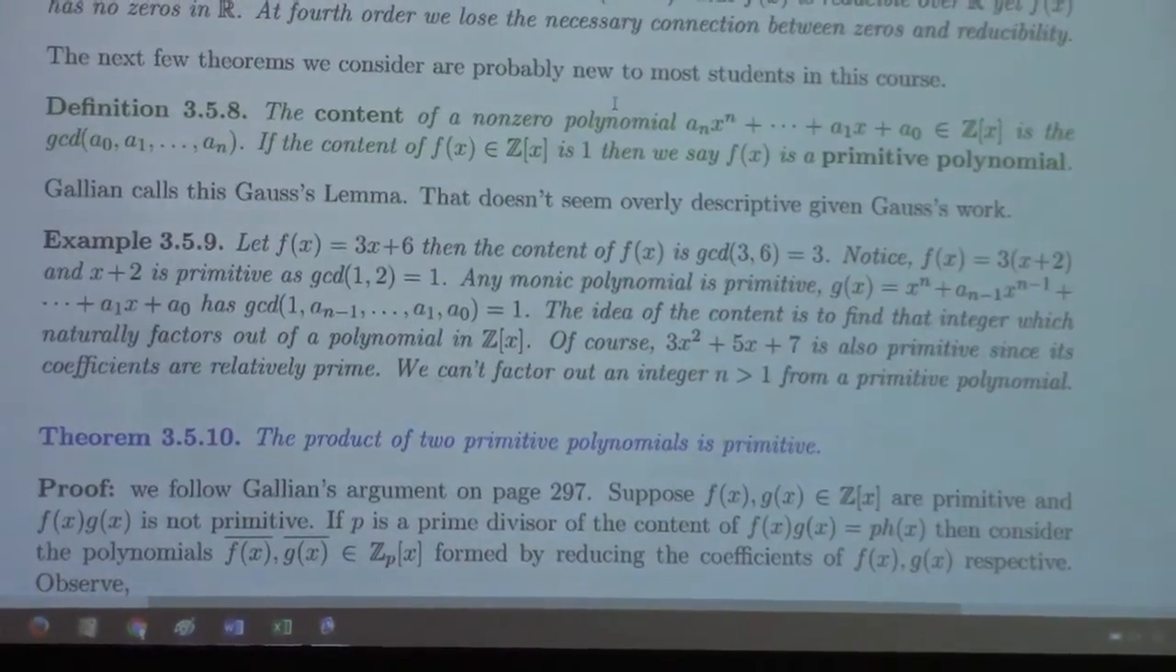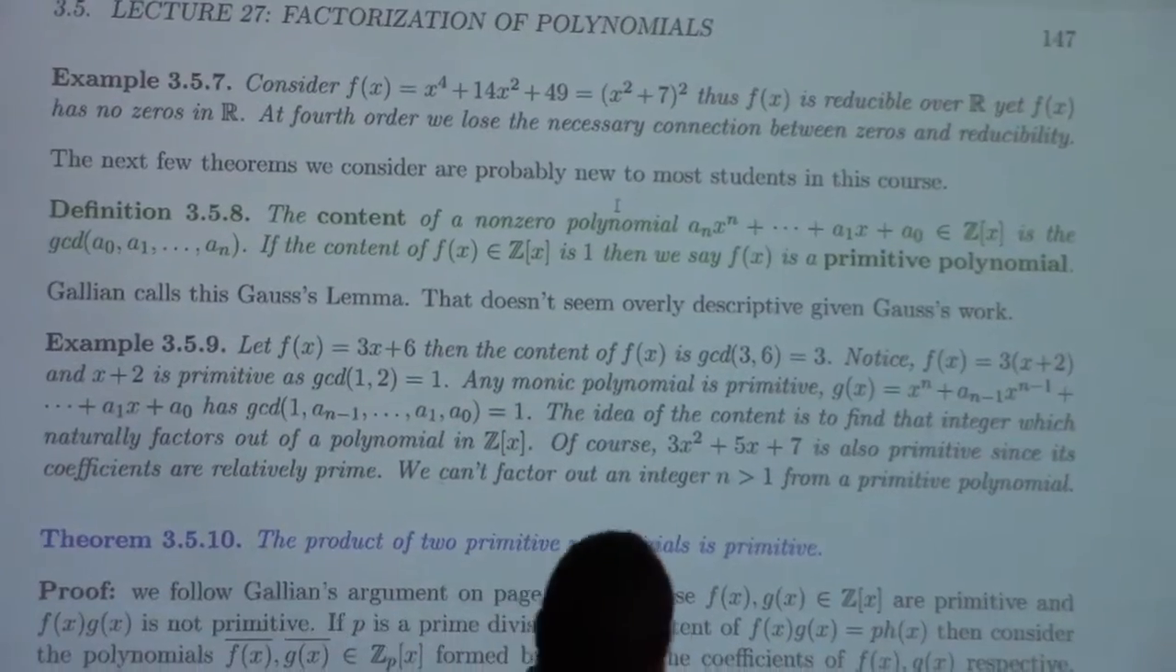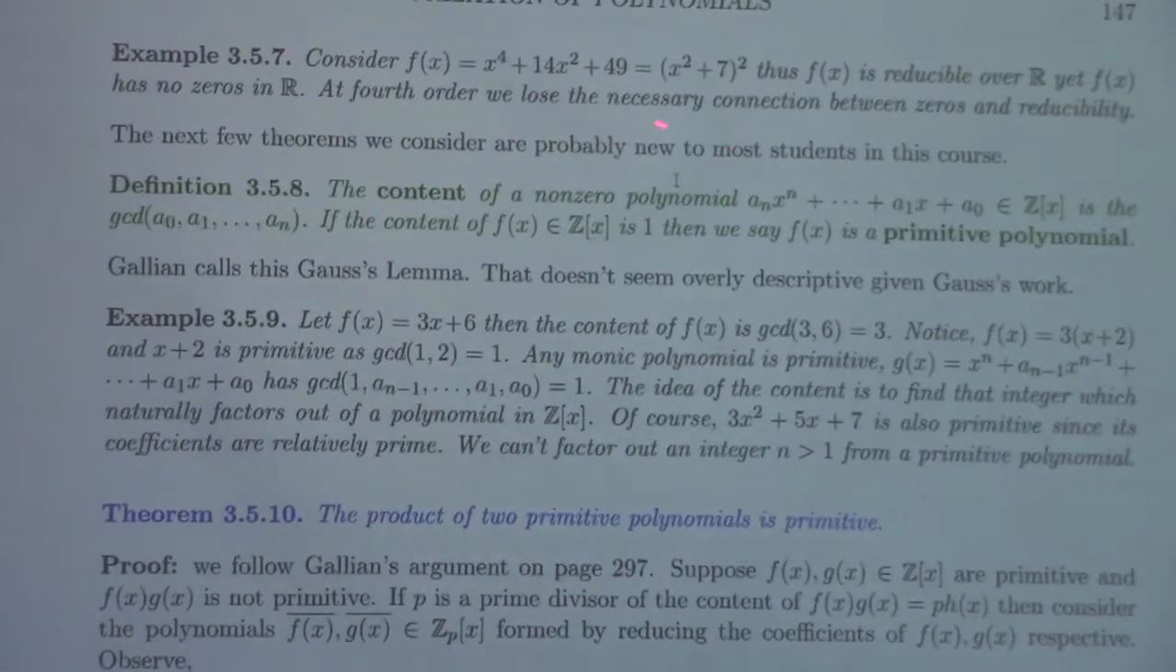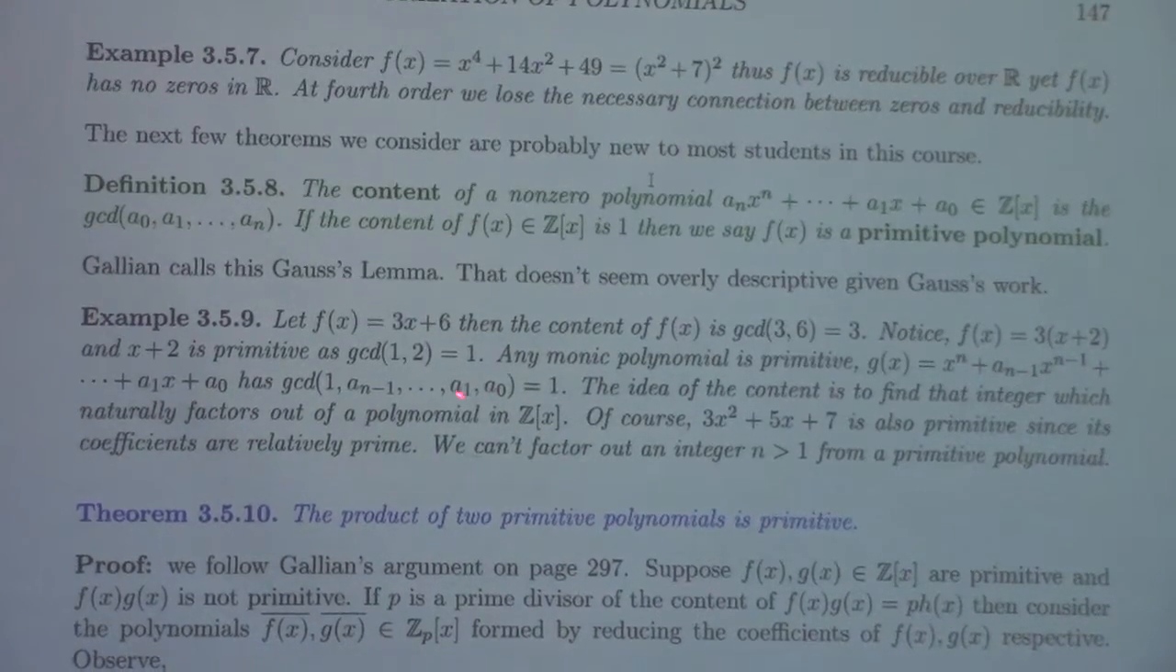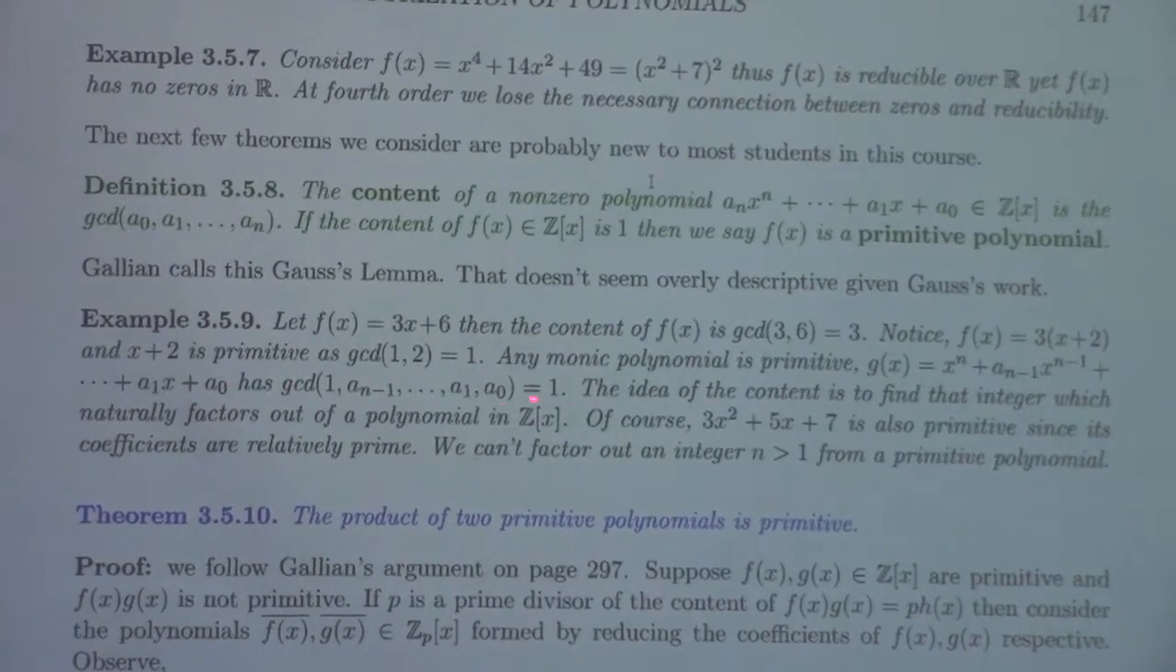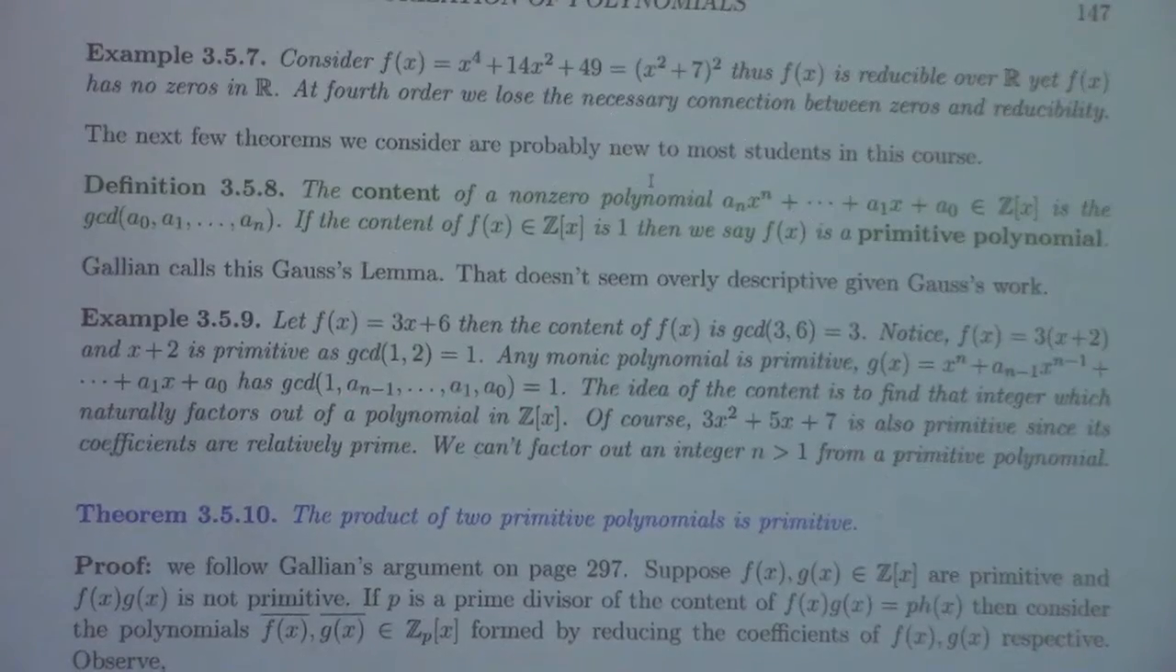I'm going to go through some of these proofs here. The content of a non-zero polynomial with integer coefficients is the greatest common divisor of the coefficients. That's what we define the content to be. For example, 3x plus 6 has content of 3 because 3 is the greatest common divisor of that. You can easily see that if you have a monic polynomial, in other words, the leading coefficient is 1, then that's going to be what's called a primitive polynomial because it has a content of 1. A primitive polynomial is simply one that has content 1.